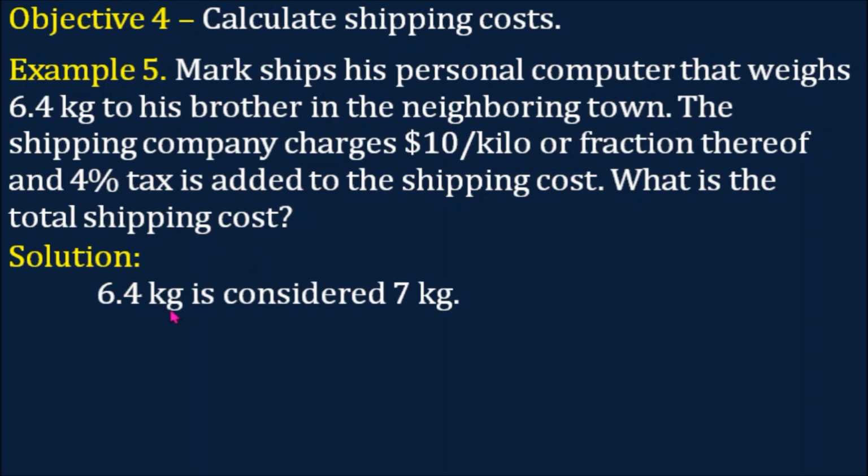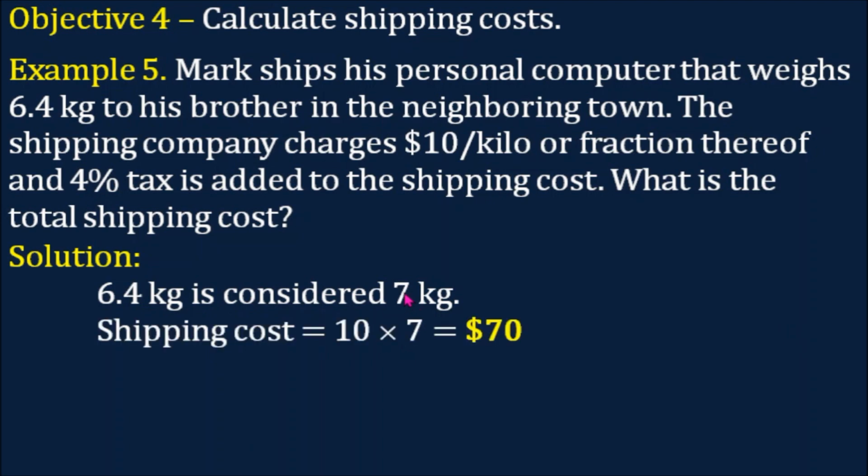So this is our solution. 6.4 kilograms is considered 7 kilograms. Then, for our shipping cost, it's $10 per kilo times 7 kilograms, that's 70.